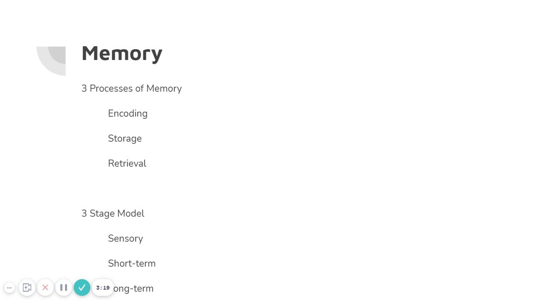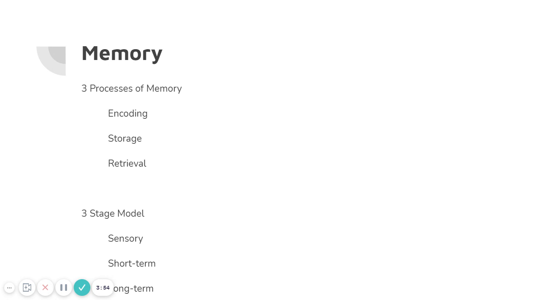Okay, so our info processing model. There are 3 parts: encoding, storage, and retrieval. These are our 3 processes of memory. Encoding is getting all the information into your memory. Storage is saving the information over a period of time. And then retrieval is getting that information out of your memory. So encoding, storing, retrieval. Make sure that you know the difference between those.